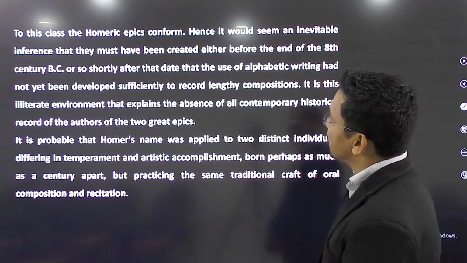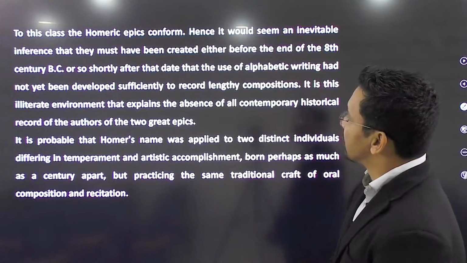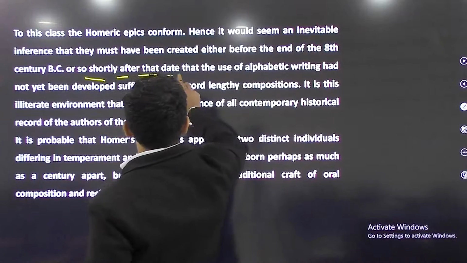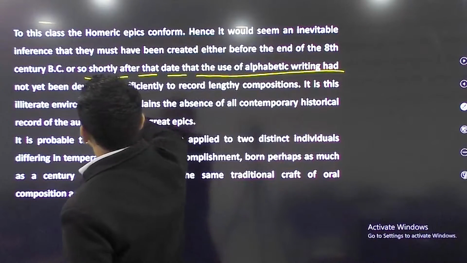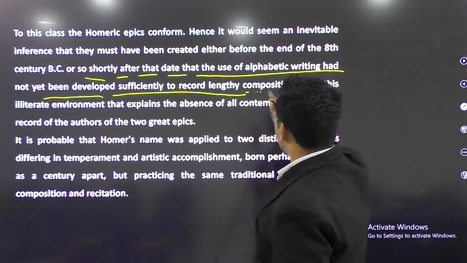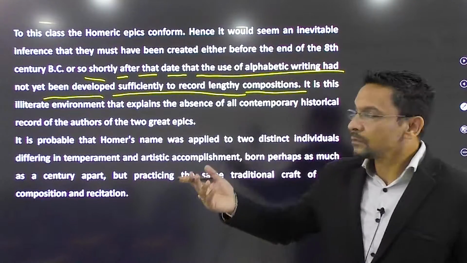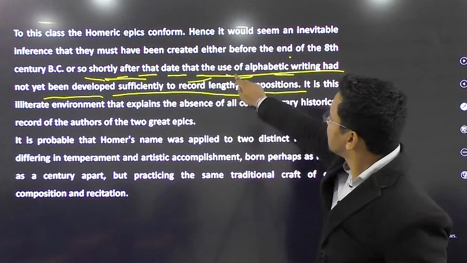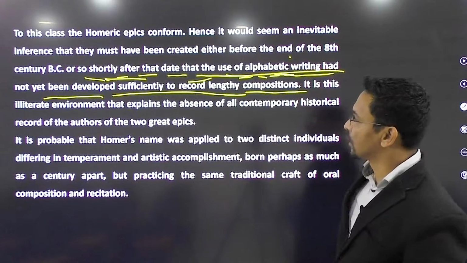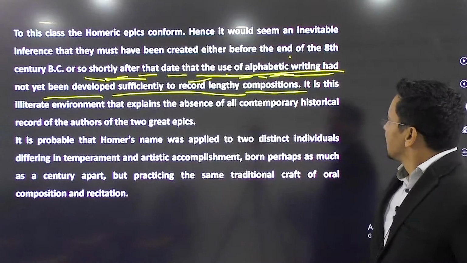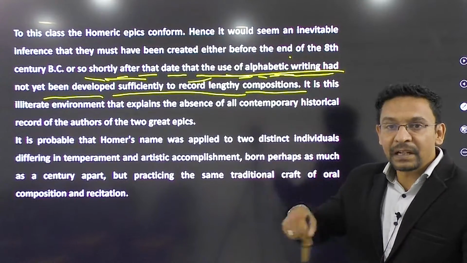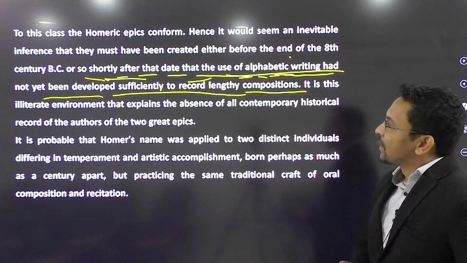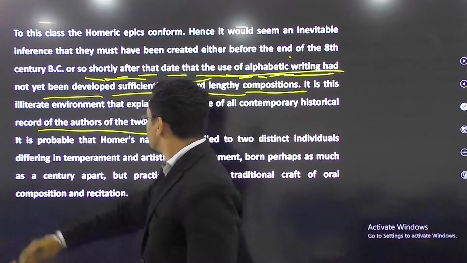Hence, it would seem an inevitable inference that they must have been created either before the end of the 8th century BC or so shortly after the date that the use of alphabetic writing had not been yet developed sufficiently to record lengthy compositions. तो या तो इस वक्त के करीब करीब या फिर shortly after the date the use of alphabetic writing had not yet been developed sufficiently. It is this illiterate, बिना लिखा पढ़ी के environment जो explain करता है absence of all contemporary historical record. उस वक्त का record नहीं है ना, authors of the two great epics.